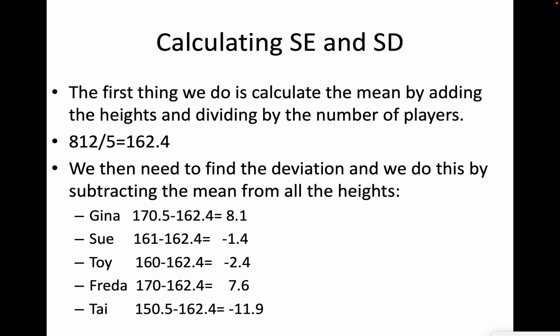So Gina is 170.5, and the mean is 162.4. So that's a difference of 8.1. Sue is 161. 162.4 is the mean, and that's a negative 1.4. And then Toy, and on down and on and on. Now we're going to square all these numbers and make them all positive numbers.